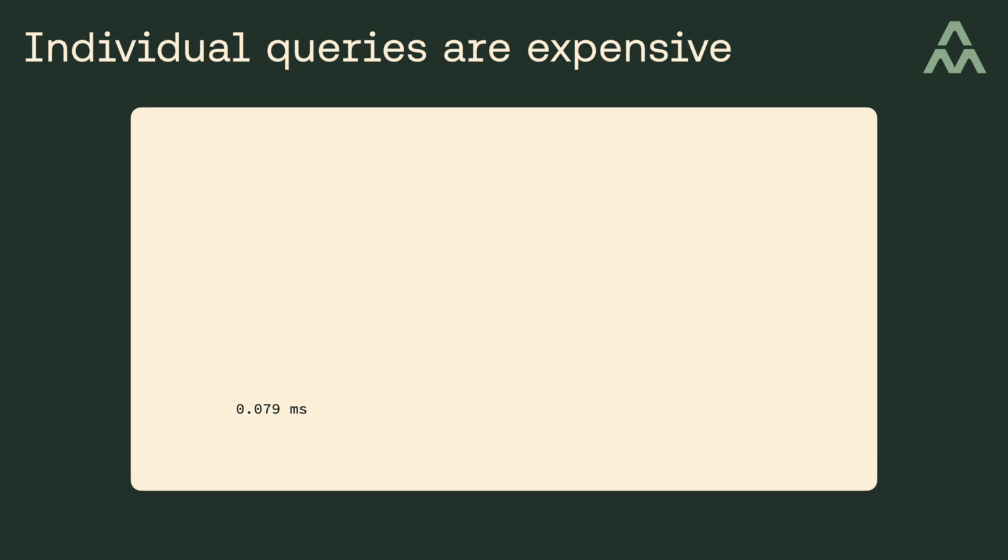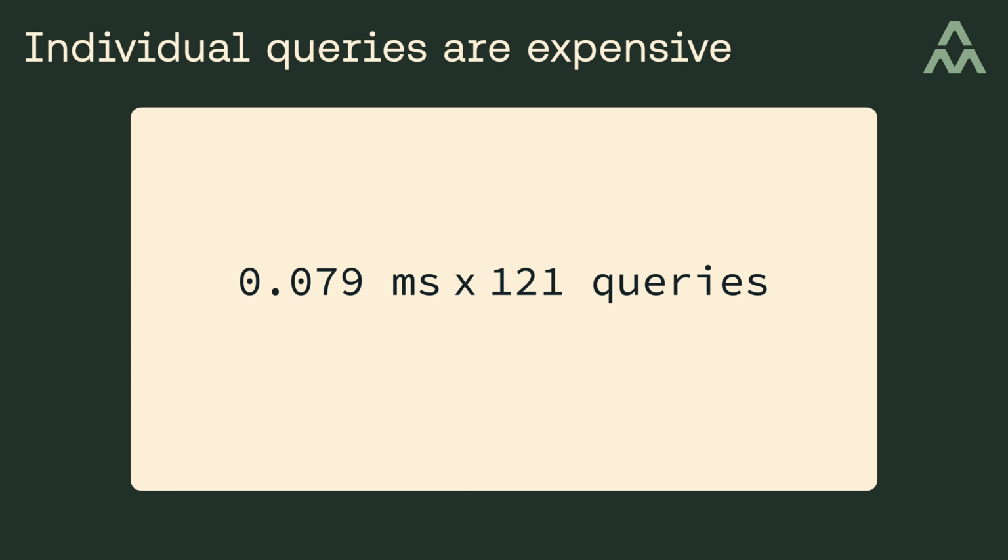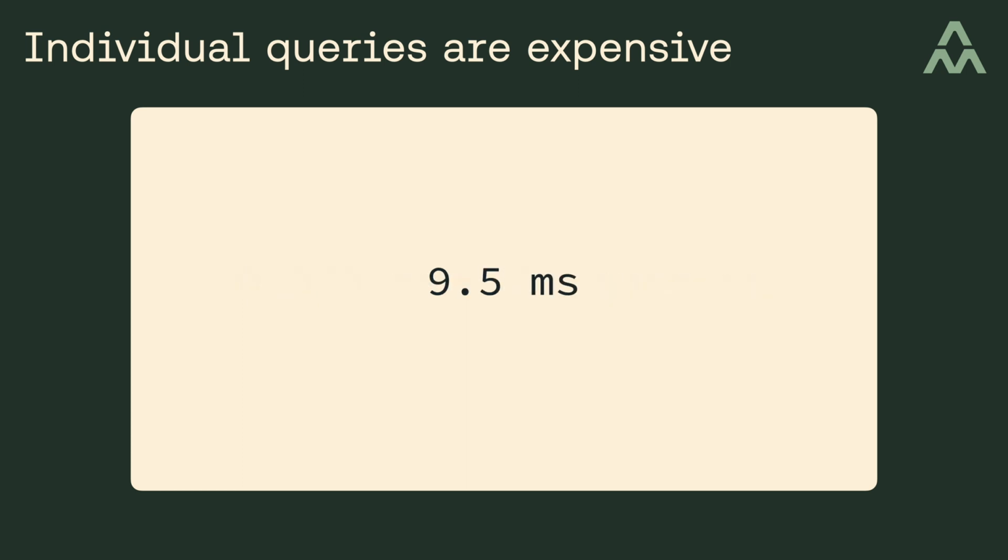and if we look at our 121 queries from earlier and multiply them times 79 microseconds, we'd get a total time of about 9.5 milliseconds, which would be a totally acceptable amount of time because it means you can return the response within 100 milliseconds. So is there any way of making this theoretical scenario work?